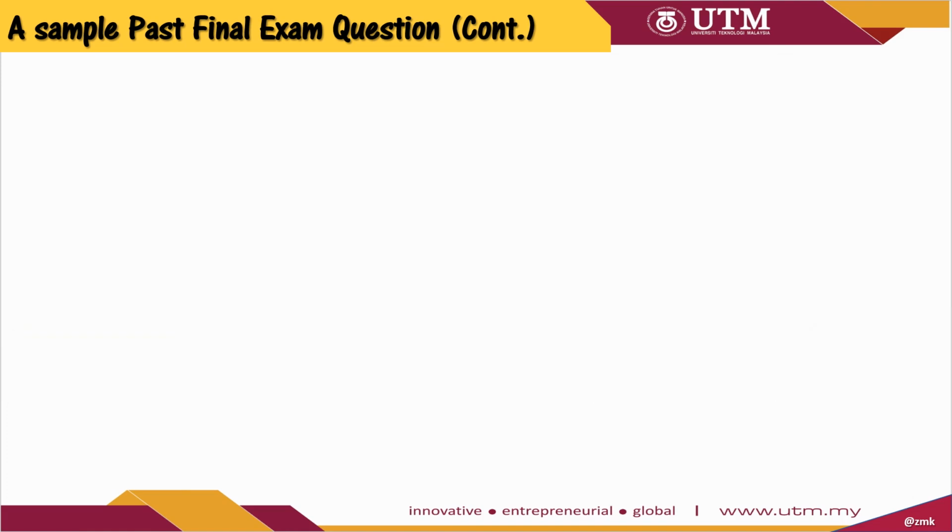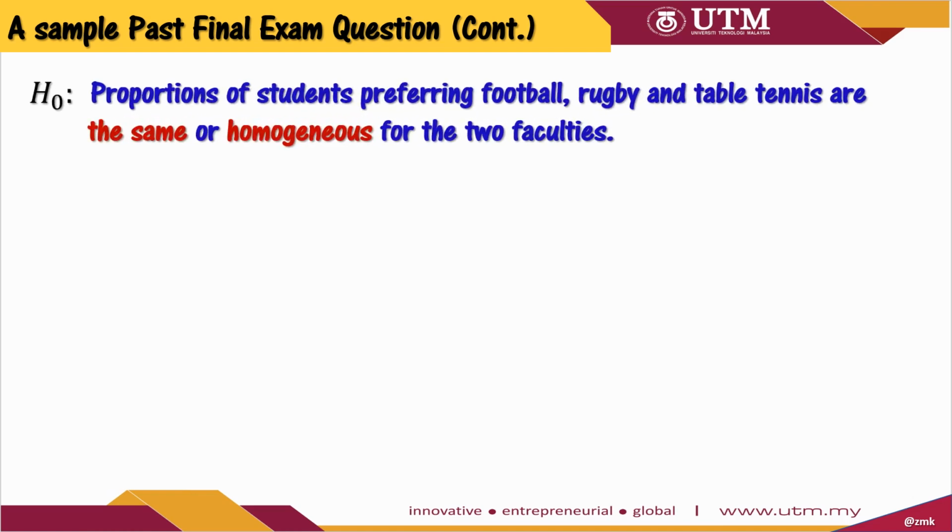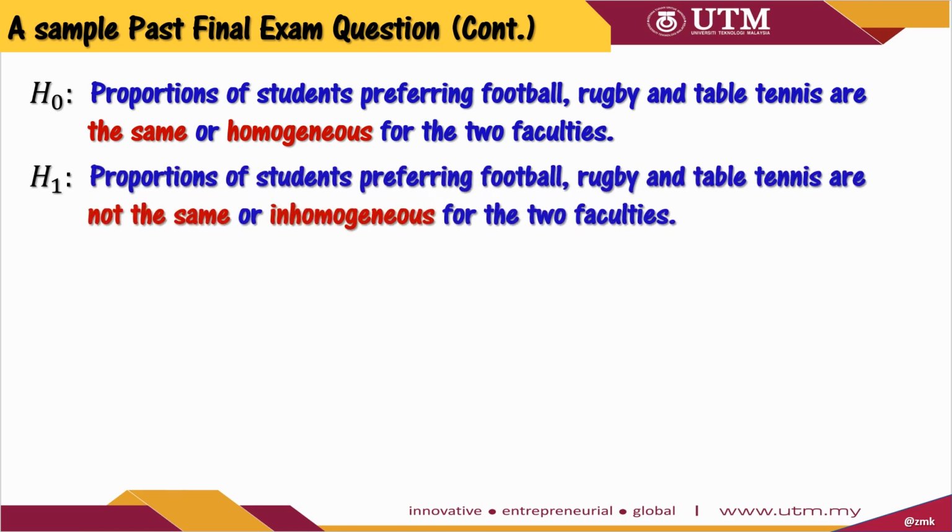After calculating the chi-squared test statistic value, again, please do not forget to write down the null and alternative hypothesis statements, where under the null hypothesis H0, the proportions of students preferring football, rugby, and table tennis are the same or homogeneous for the two faculties, whereas under the alternative hypothesis H1, the proportions of students preferring football, rugby, and table tennis are not the same or inhomogeneous for the two faculties.